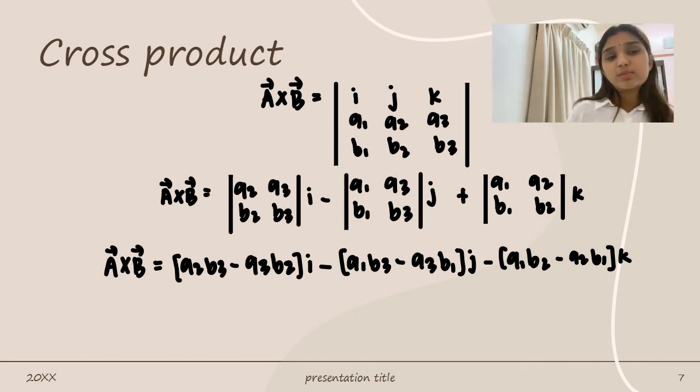Next, after we put all the values in the formula, we need to find the determinant of the values I, J and K. How do we find the determinant? We need to use the A times D minus C times B formula, and then we will get the final answer.